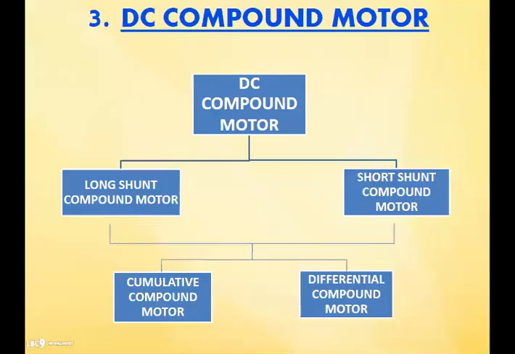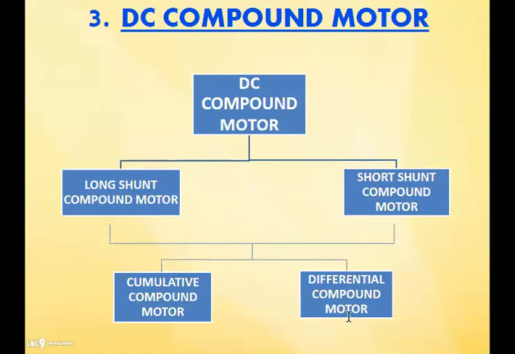So this is about the DC series motor, and next coming to the DC compound motor. The DC compound motor is mainly classified into long shunt compound motor and short shunt compound motor, and the next one is cumulative compound motor and differential compound motor. That means these two motors are again classified into long shunt cumulative compound motor and long shunt differential compound motor, same as short shunt cumulative compound motor and short shunt differential compound motor.